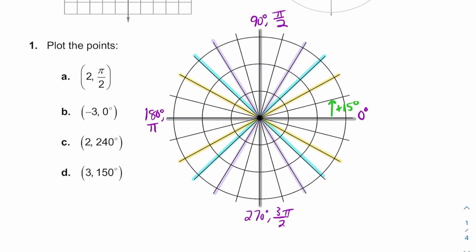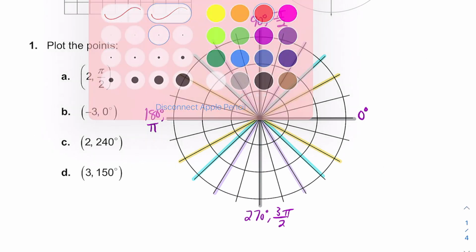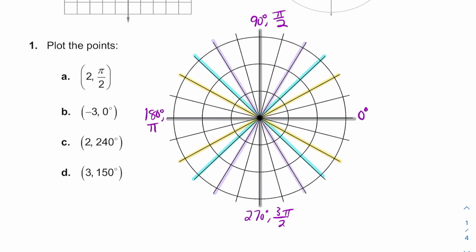All right, so let's go ahead and plot some of these points. First off, 2 comma pi over 2 is our first one. You can go in whatever order you find helpful. I usually like to locate my angle first and then go out to the correct circle. Pi over 2, we've got that mark. That's the vertical. Circle 2 is the radius of 2, so that puts us at 2 comma pi over 2. All right, we're going to skip part B that has a negative right now. We'll come back to that.